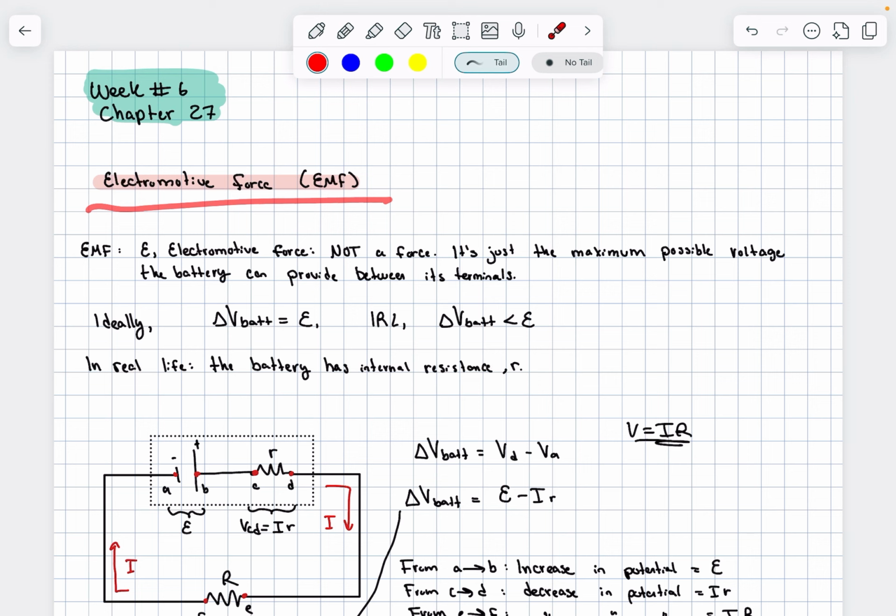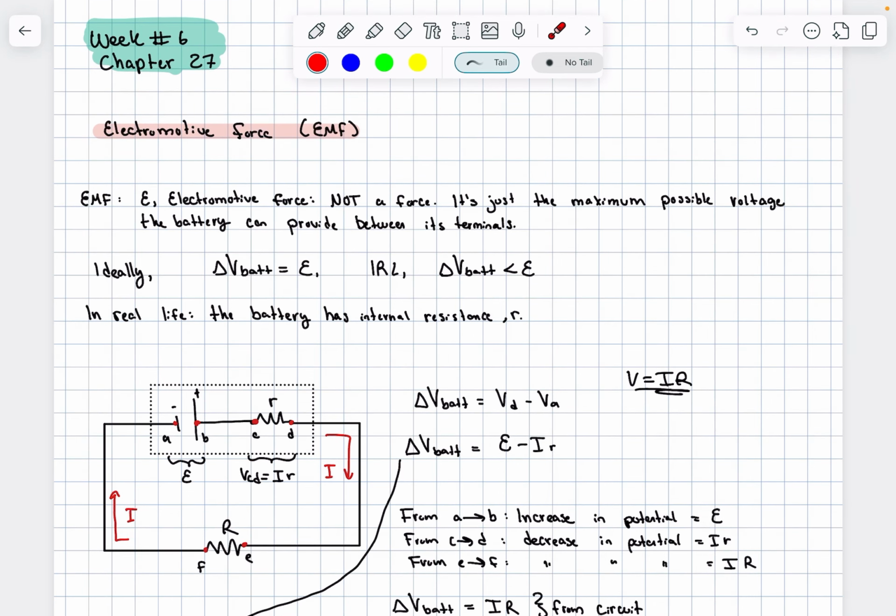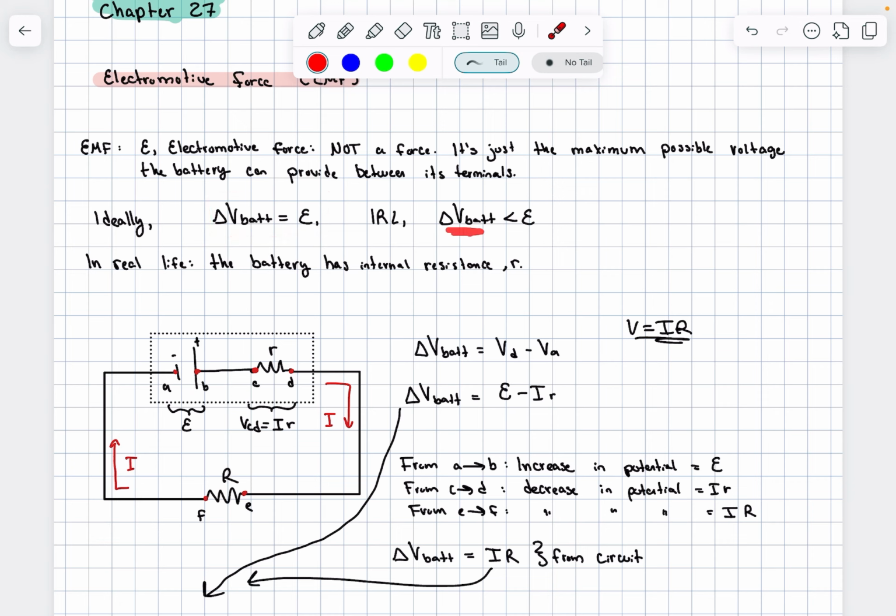So here I just want to go over the theory for chapter 27, starting with the electromotive force. It's also known as the EMF or just E, and it's not a force, it's just the maximum possible voltage the battery can provide between its terminals. So ideally, delta V battery is equal to E, but in real life, the delta V battery is normally less than E. And that is because it has some internal resistance R.